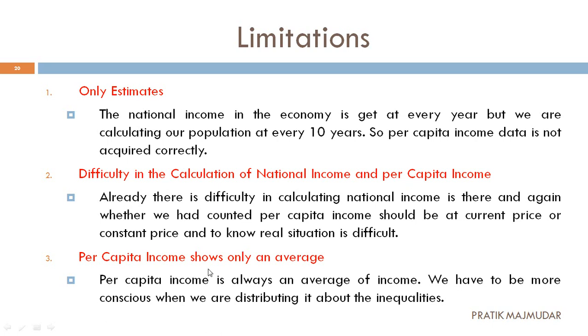Next one, per capita income shows only an average. Okay, what does it show? What is the formula of it? Total national income divided by total population. Now, when we are calculating it, what are we getting? We are getting an average of income.